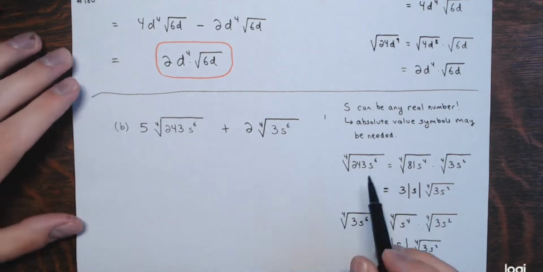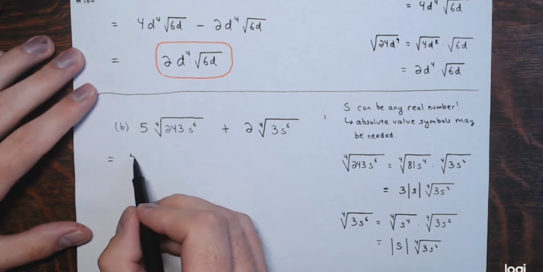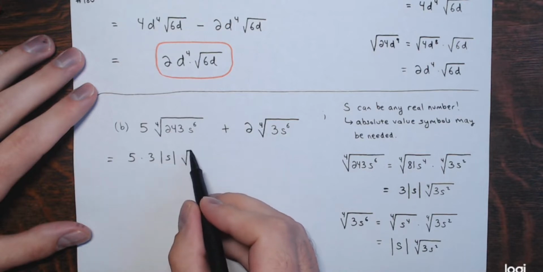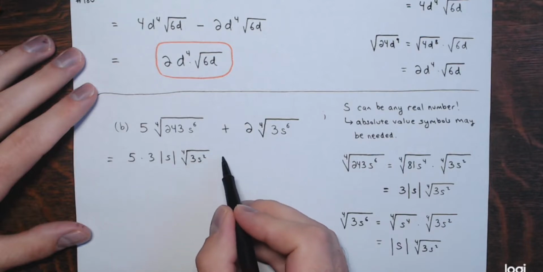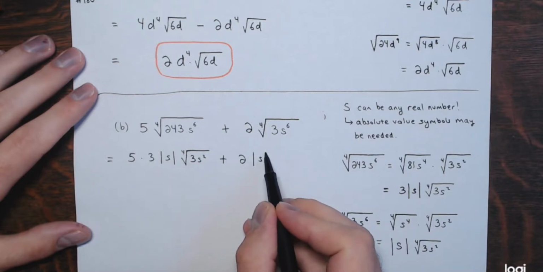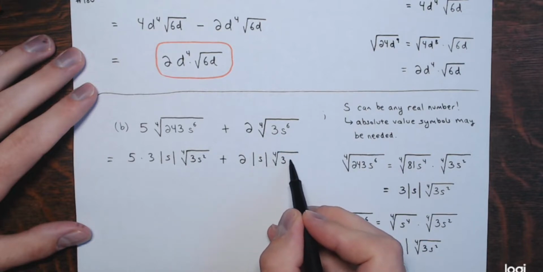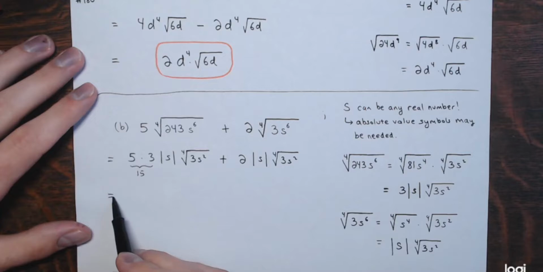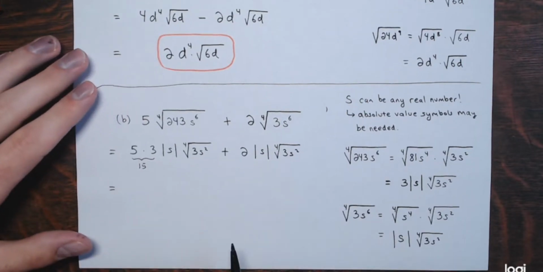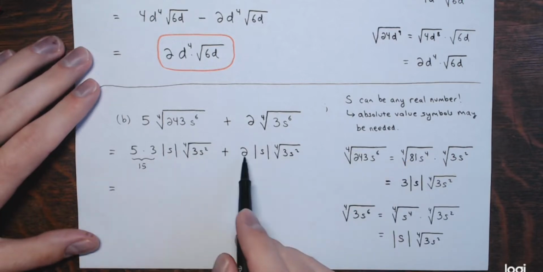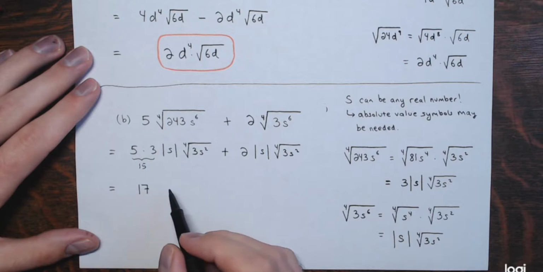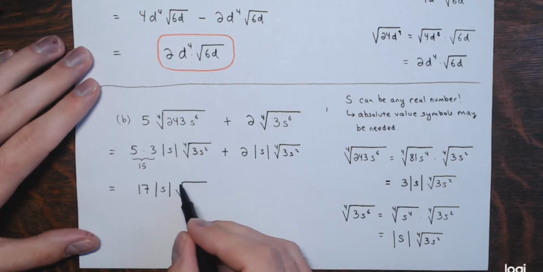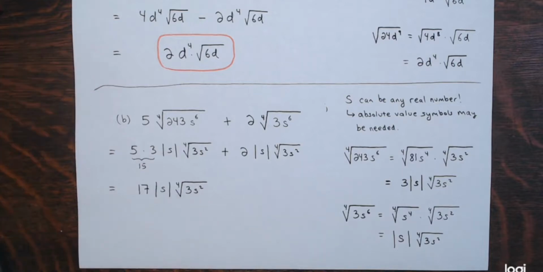All right, and then putting these in, we have 5 times 3 times the absolute value of s times the fourth root of 3s squared plus 2 times the absolute value of s times the fourth root of 3s squared. And 5 times 3 is 15. I'm just going to write that here. So we have 17. Both of these terms have the absolute value of s times the fourth root of 3s squared in common, so you could factor that out. You'd be left with 15 plus 2, or 17 for the other factor. So we have 17 times the absolute value of s times the fourth root of 3s squared, right? And this is as good as that gets.